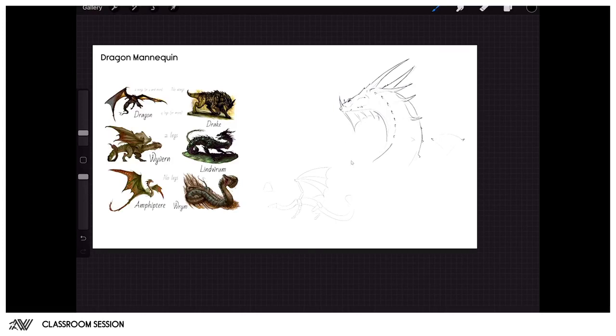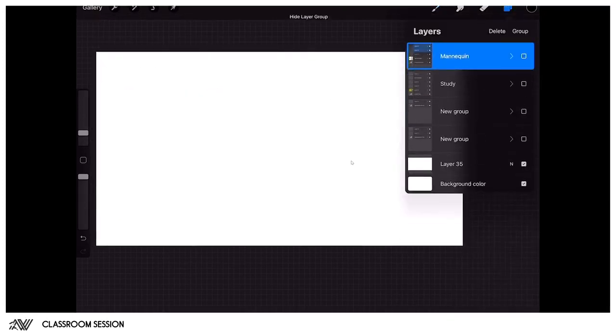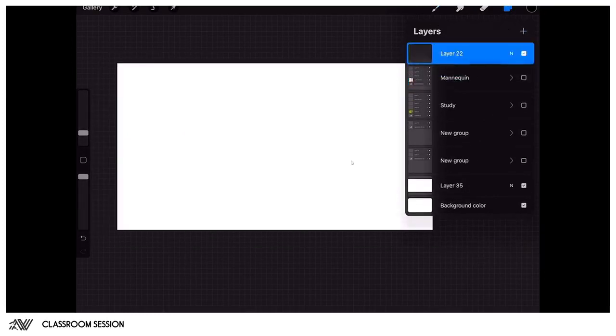Could you maybe show us a little example of how you go through the thumbnailing process? Okay, Lex, just for you.